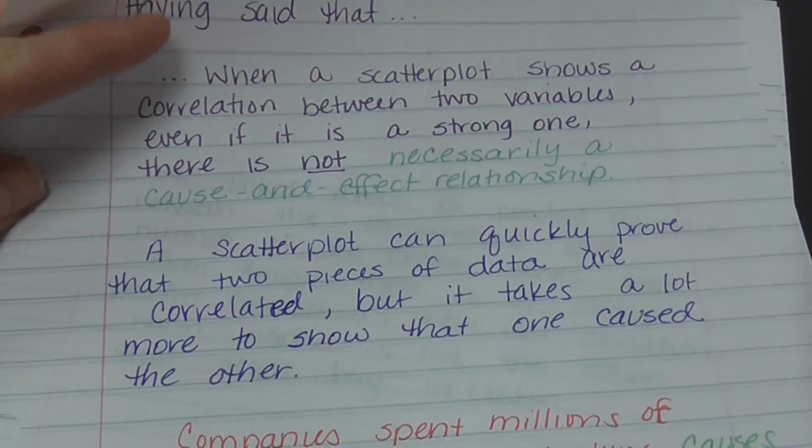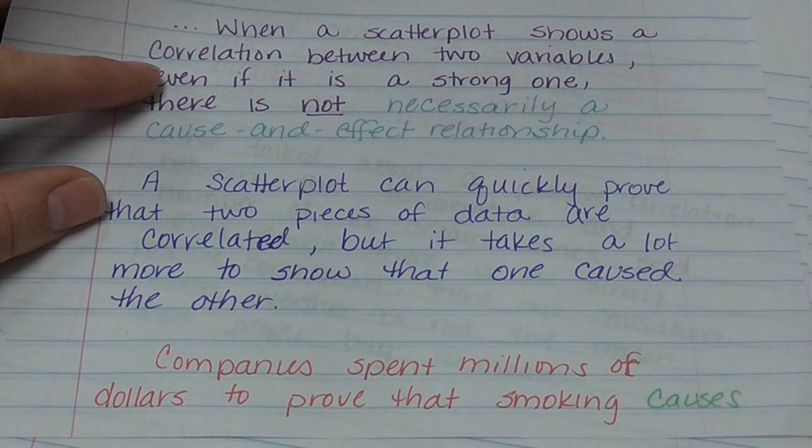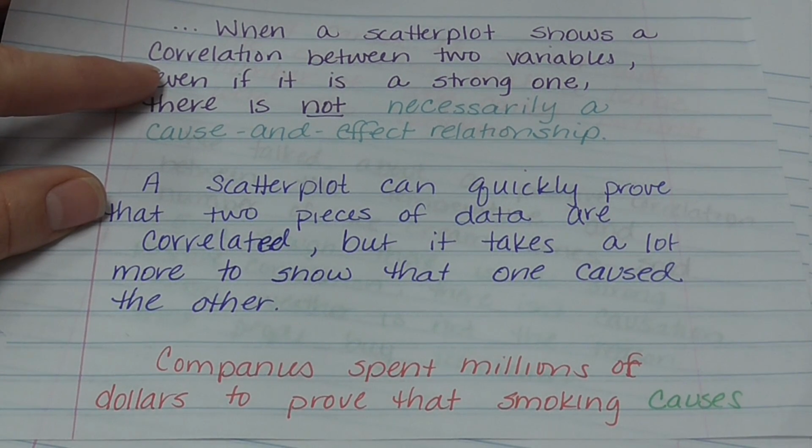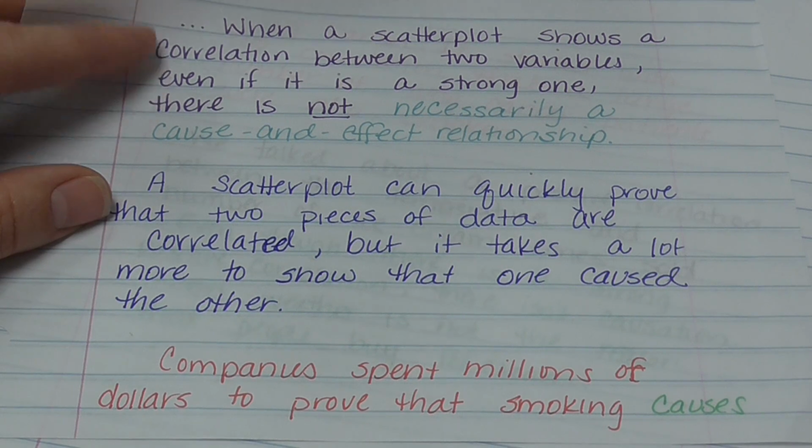So a scatter plot can quickly prove that two pieces of data are correlated. You can quickly see whether it's got a positive correlation, a negative correlation, or no correlation. But it takes a lot more than that to show that one caused the other.